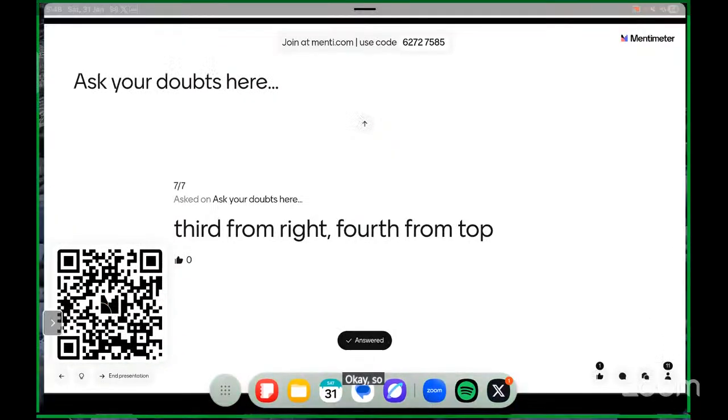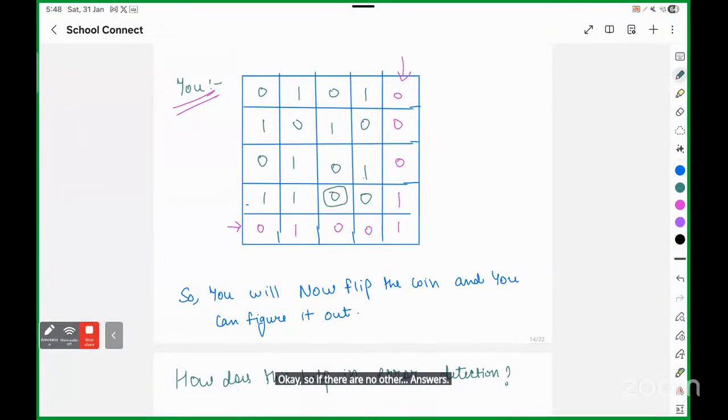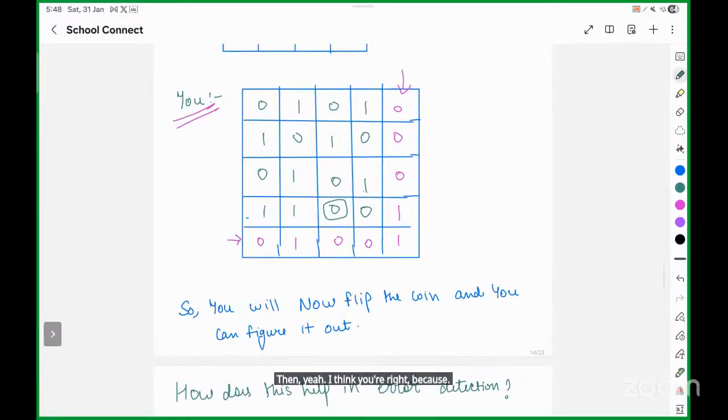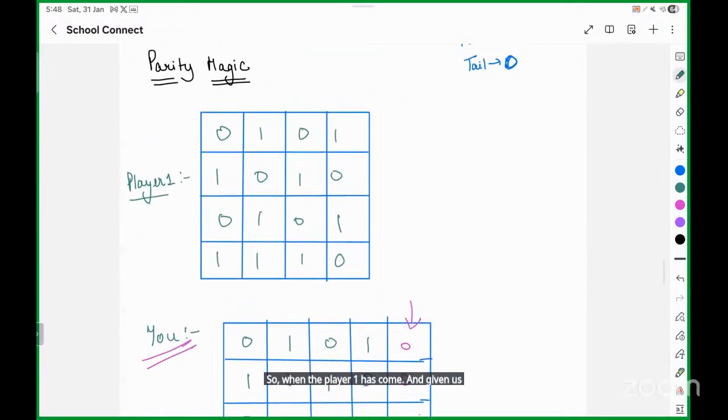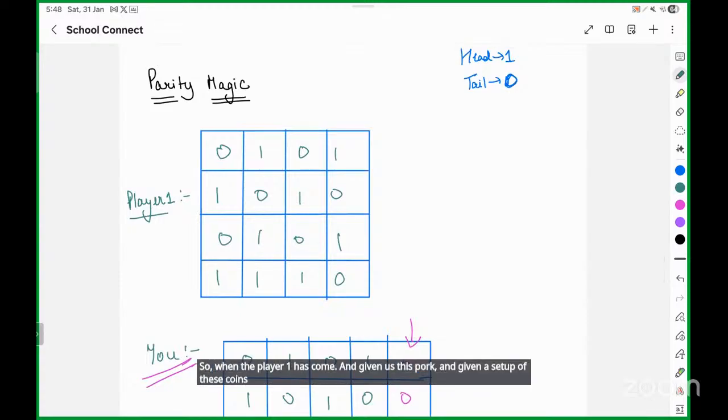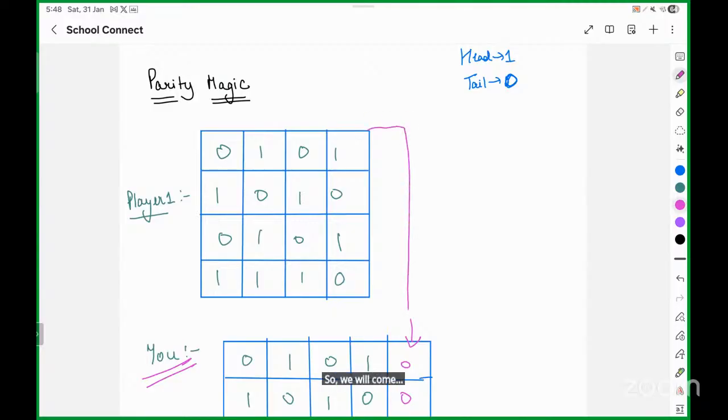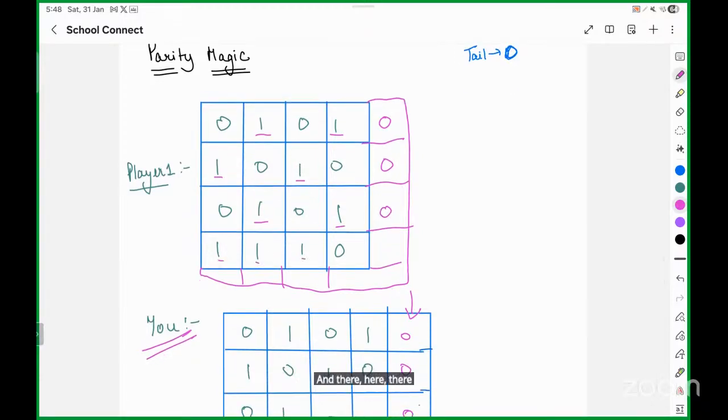Okay, so if there are no other answers, then yeah, I think you're right, because we are not randomly putting these values. When player 1 has come and given us this 4 cross 4 setup of coins, where one is tail and one is head, we write one more column and one more row holding the parity. If there are two ones in a row, an even number of ones, I write 0. Here again two ones, even. Here again two ones, even. And here there is an odd number of ones, so it will be 1.